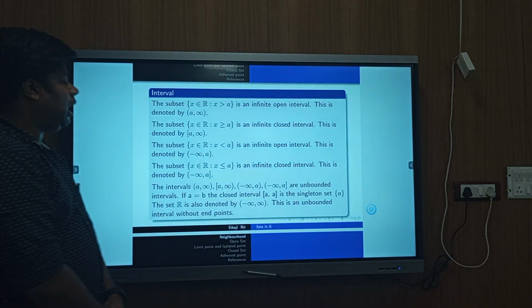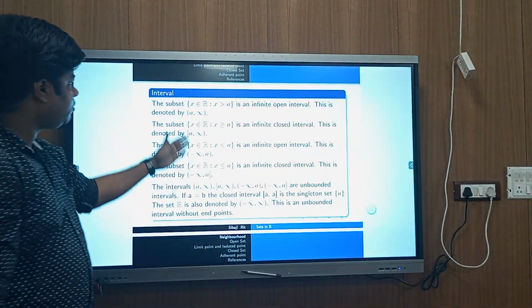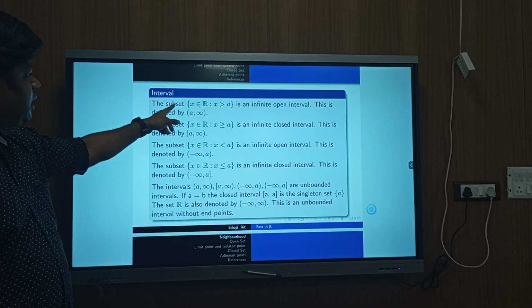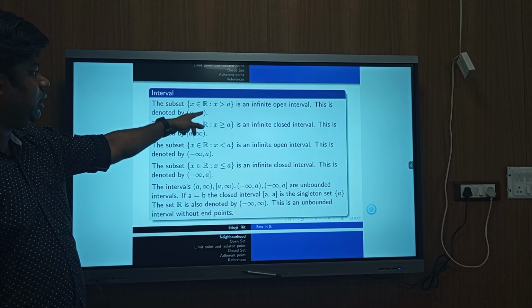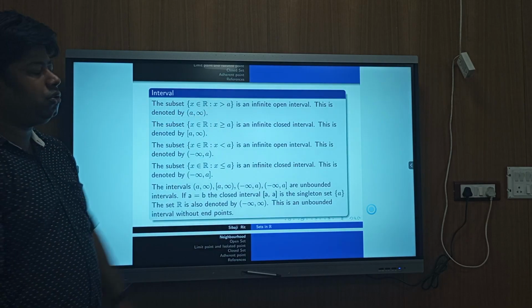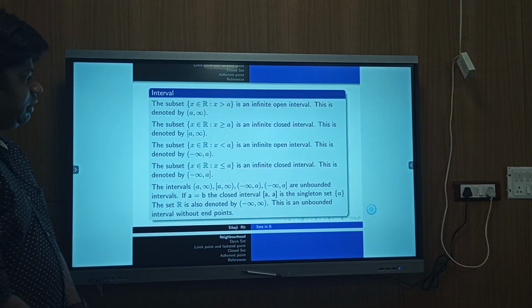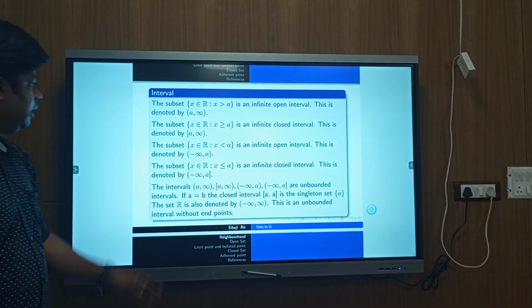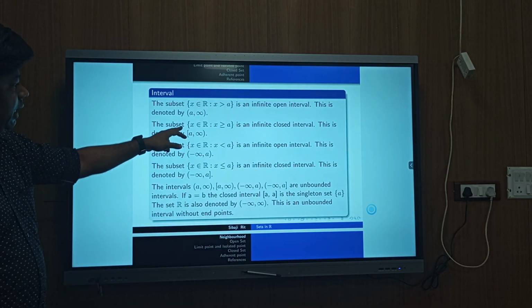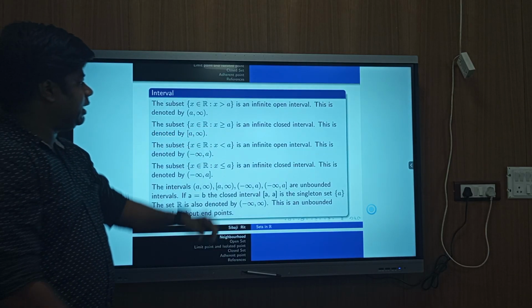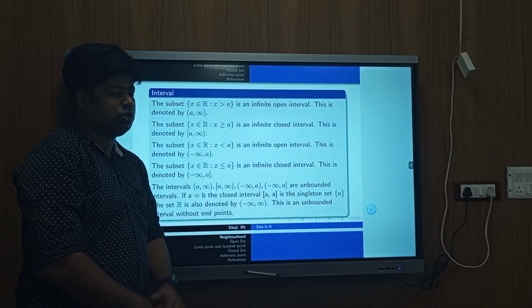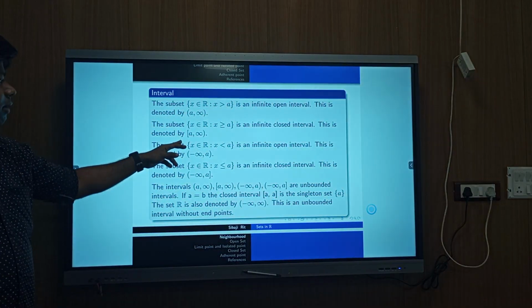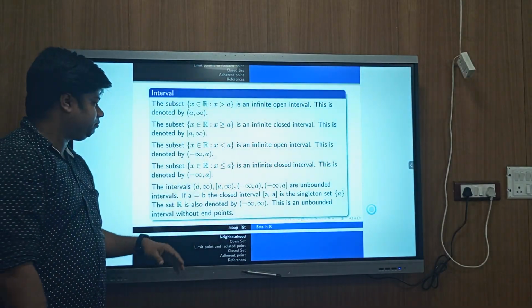Now we define unbounded interval. We see that the subset {x belongs to R: x greater than a}, where a is a real number, is an infinite open interval. The set {x belongs to R: x greater than or equal to a} is an infinite closed interval. This is denoted by [a, infinity).